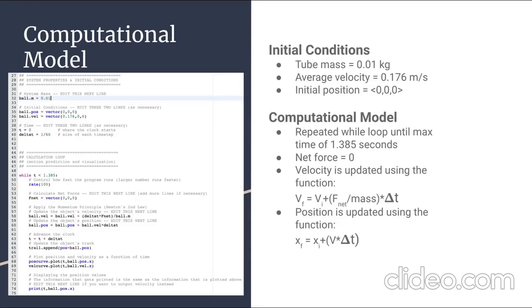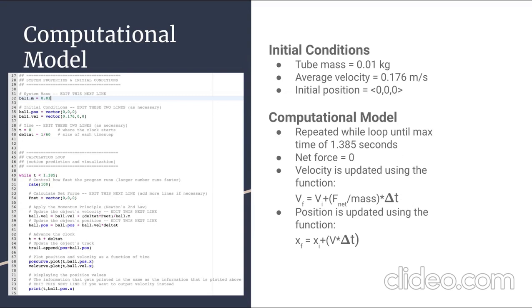For the initial conditions set in the computational model, I set the tube mass to 0.01 kilograms, and the average velocity, which I determined by taking two data points from the tracker model, subtracting the positions, and then dividing that by the change in time. I determined it to be 0.176 meters per second, and the initial position was the origin. In the computational model, I repeated a while loop, and the time was just the duration of the video, so it went from 0 and repeated until the time got to 1.385 seconds.